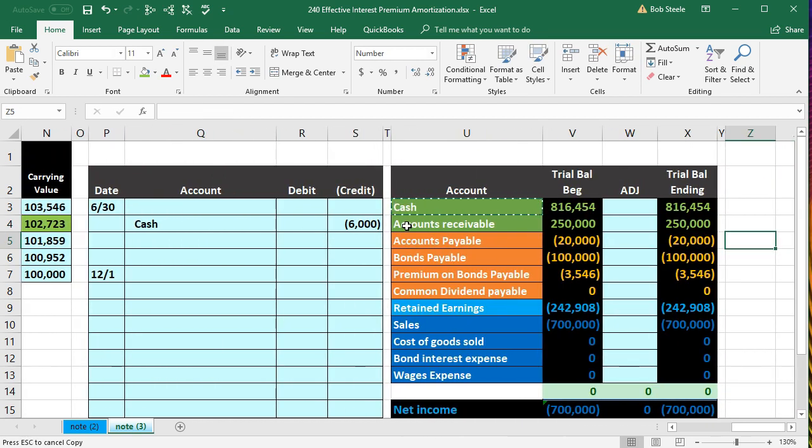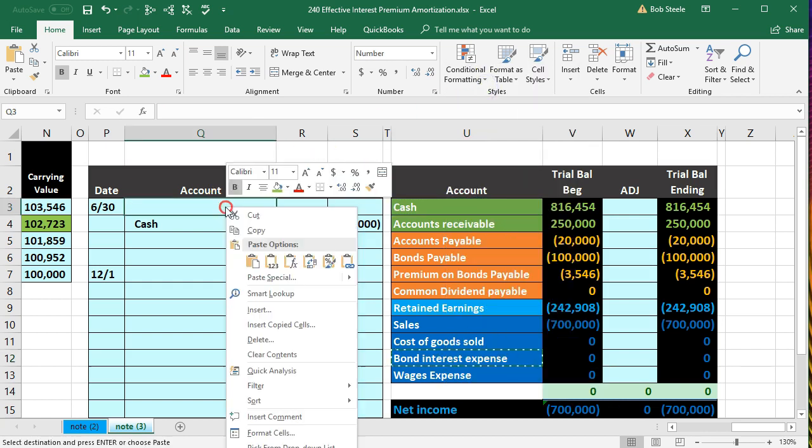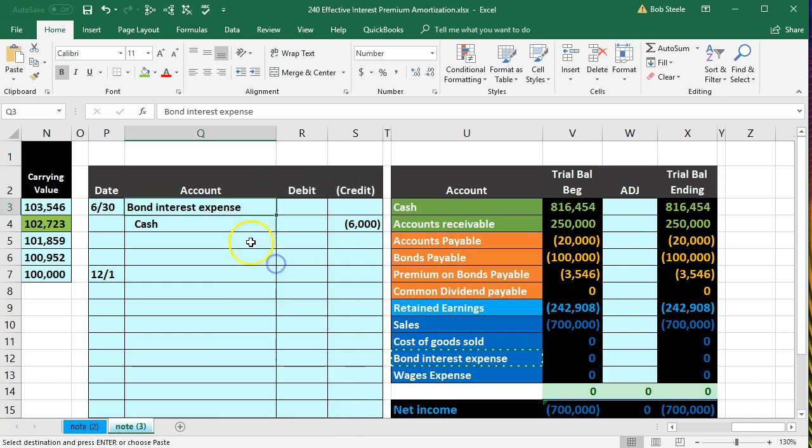And then the debit's going to go to bond interest expense, but it's not going to be for the 6,000. I'll put that up top now. We'll copy that. We'll put that up top. But it's not going to be for the 6,000 because we're going to have to amortize the premium as well.